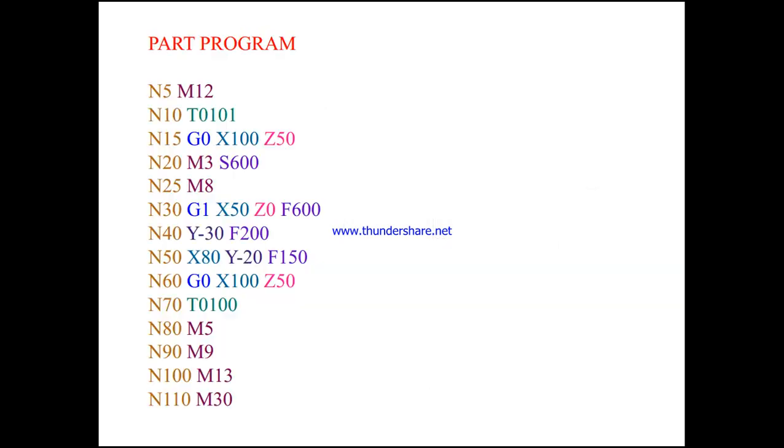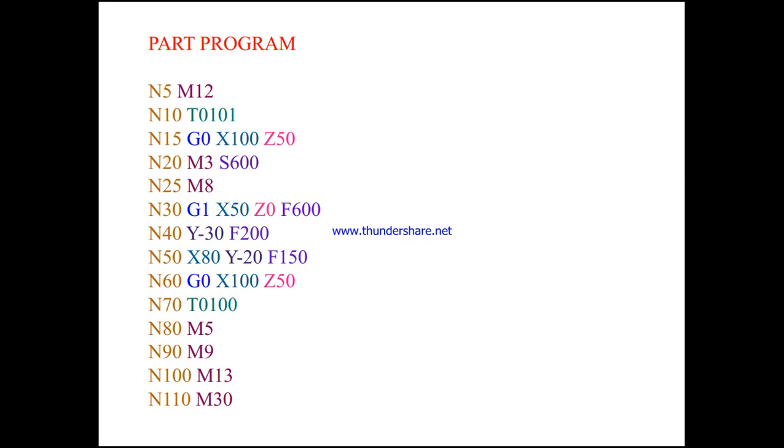For this we have written the part program, N5, 10, 15, like this, which is the sequence of operations given in 5, 10, 15, 20. If you want to add anything in between, we can add that. Because of that we have taken it as N5, 10, 15, 20. So here N5 and M12, which is nothing but clamping the workpiece.